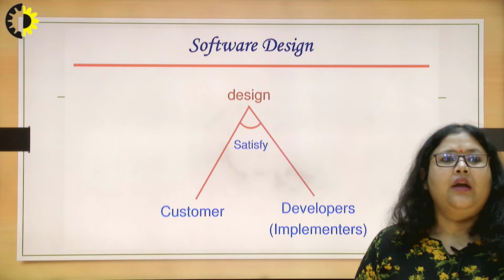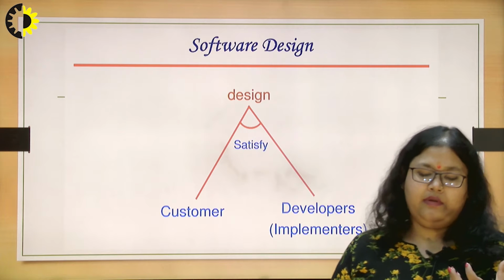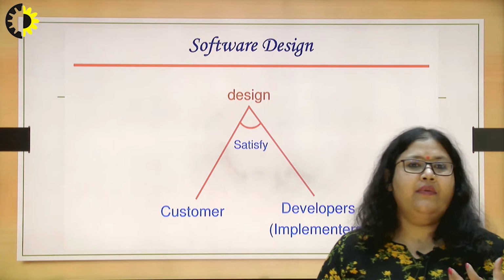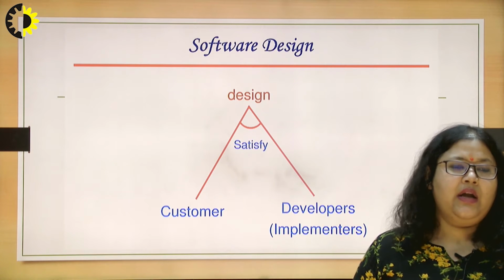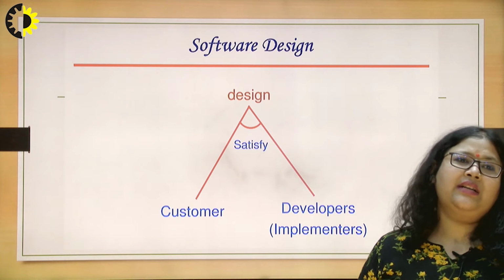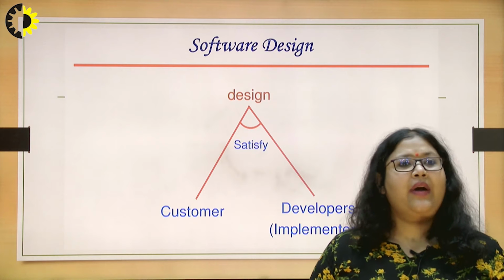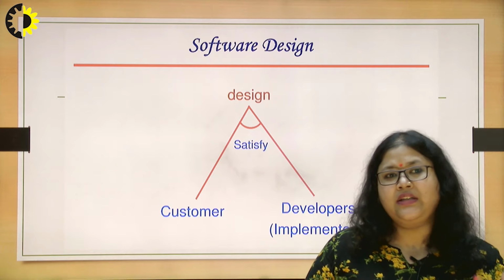Now, the satisfaction level. There are two types of members that we have to satisfy with that design. First is the customer and second is the developer. If both are not satisfied with the design, then we have to refine the requirements or refine the prototypes. So, the satisfaction of the customer is improved.